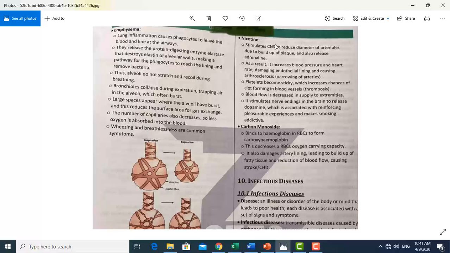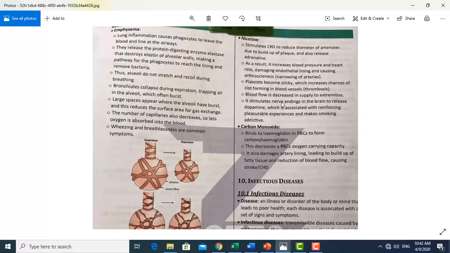Nicotine stimulates the central nervous system to reduce the diameter of arterioles due to buildup of plaque, and also releases adrenaline. As a result, it increases the blood pressure and the heart rate, damaging the endothelial lining and causing arteriosclerosis, which we call in Arabic تصلب الشرايين, which is narrowing of the arterioles. Platelets become sticky with increased chances of clots forming in blood vessels, which we call thrombosis. The blood flow and supply to the extremities, that means the limbs, your hands and feet, is decreased.